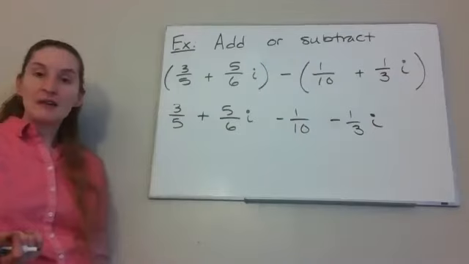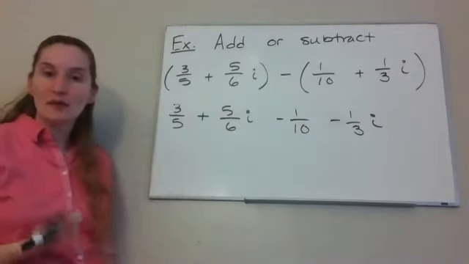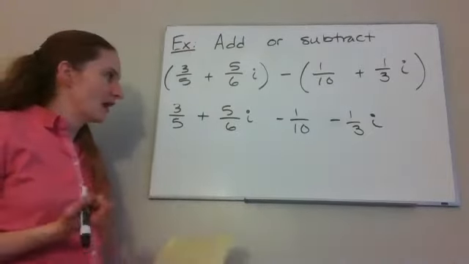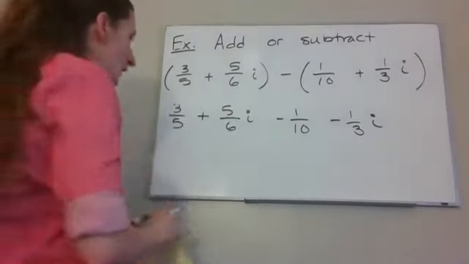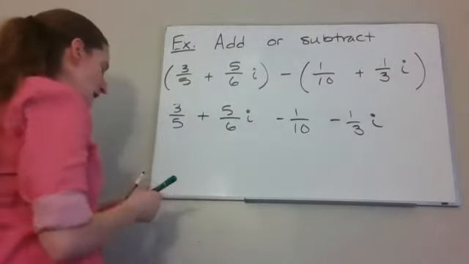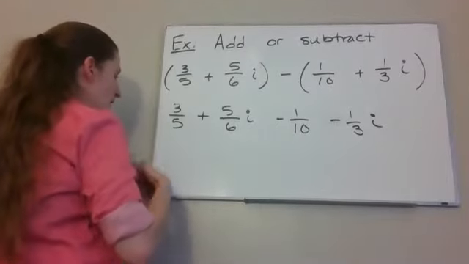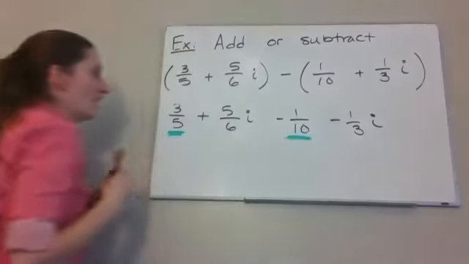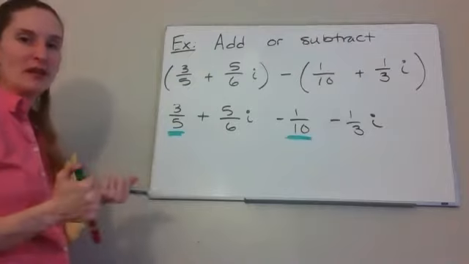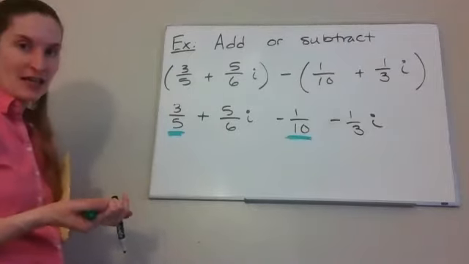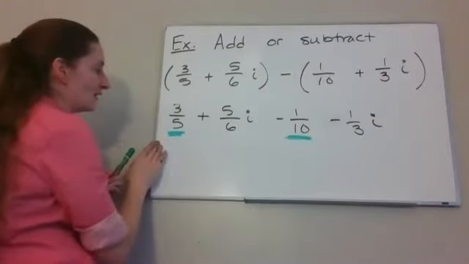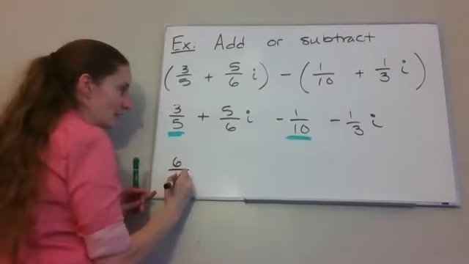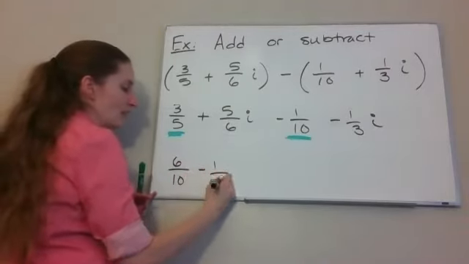And now, just like the last problem, I'm going to have to combine the numbers that don't have i's and combine the numbers that do have i's. The only problem is I don't have common denominators. So let's first take a look at the numbers without i's, 3/5 and negative 1/10. I need to have those with the same denominator. So I'm going to have to use a denominator of 10. To convert this guy into tenths, I would have to multiply by 2 over 2. So 3/5 is the same thing as 6/10. And then I have my minus 1/10.